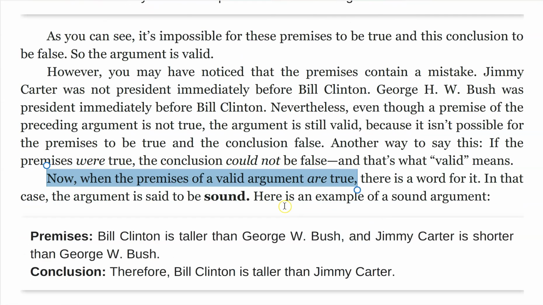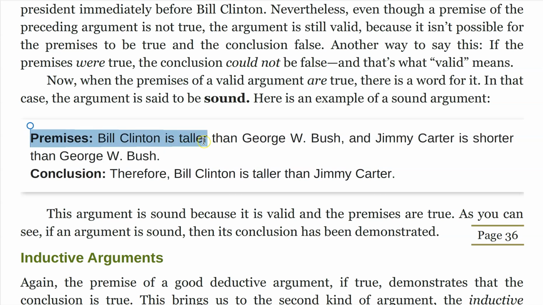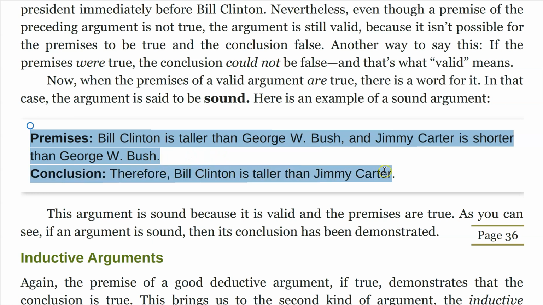So let's look at the example of a sound argument. We have these premises. Bill Clinton is taller than George W. Bush, and Jimmy Carter is shorter than George W. Bush. Therefore, Bill Clinton is taller than Jimmy Carter. Right? So, satisfaction. This argument is sound because it's valid and the premises are actually, out in the real world, true. If you were going to measure these guys, that would be true.